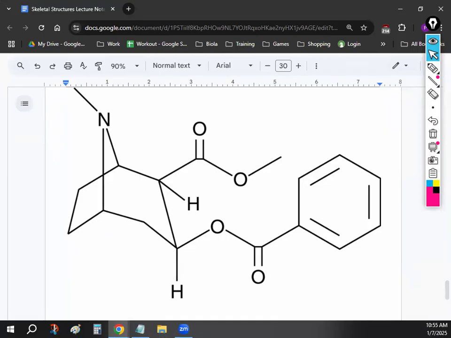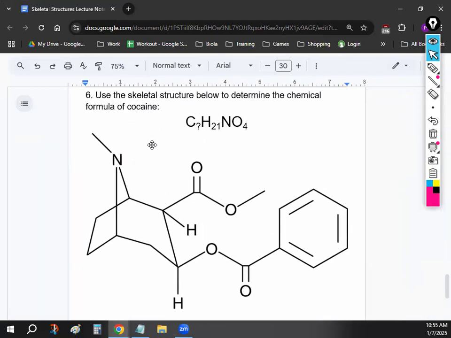All right. So this is the structure for cocaine. I want you to take a look at cocaine and figure out what the formula for cocaine is, how many carbons there are. So take a second, try that out, and then we'll go over it together, and we'll be all done.